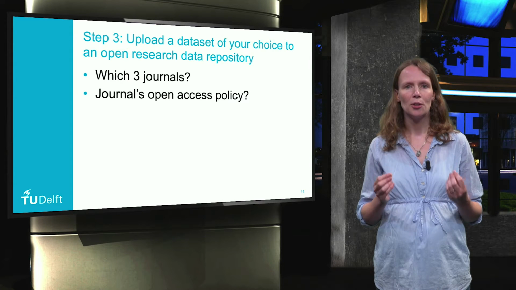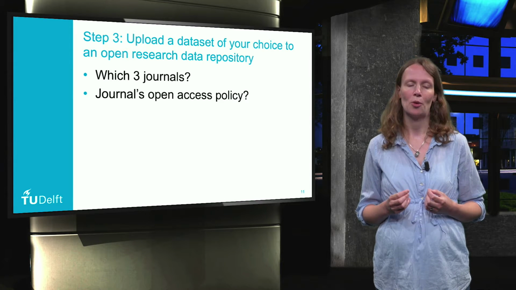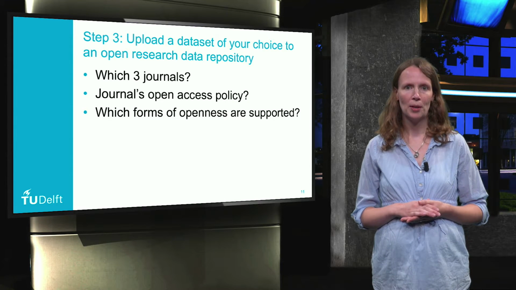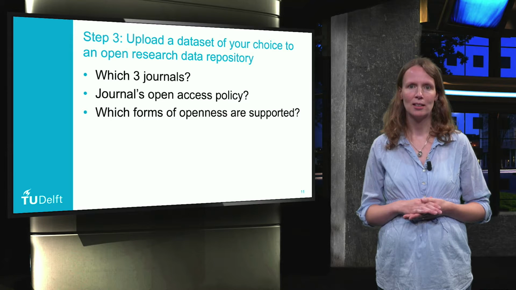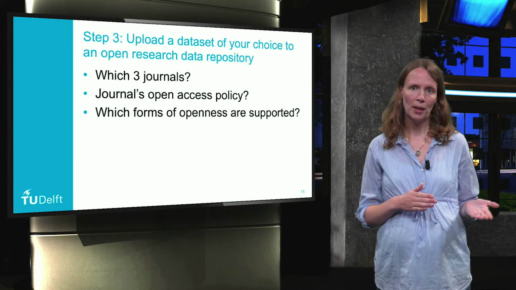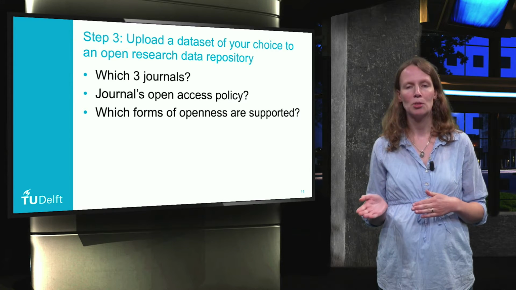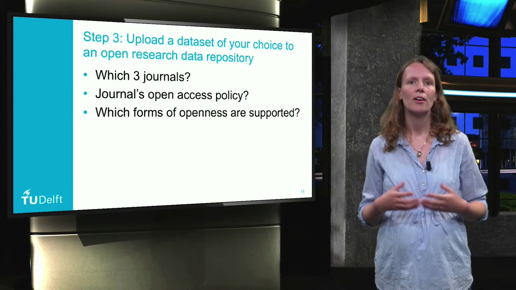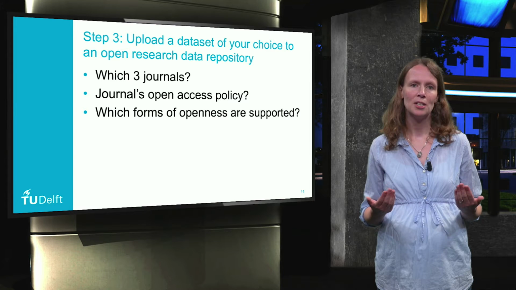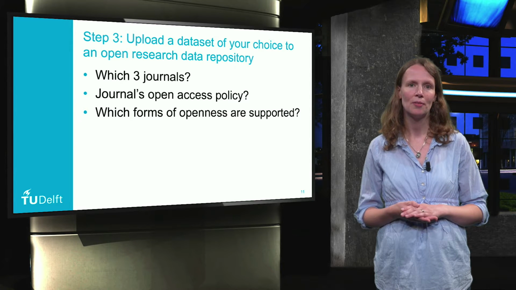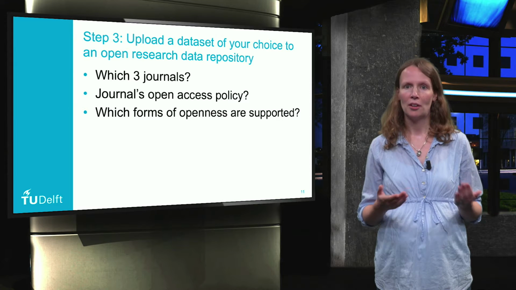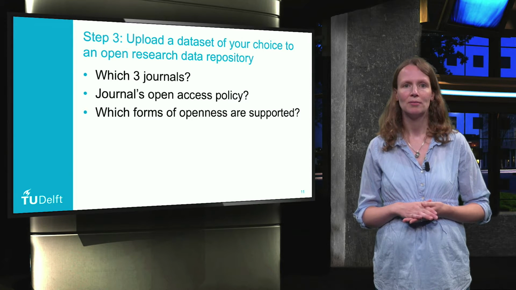For each journal, briefly describe its policy on open access. Which of the following forms of openness are supported by each of these selected journals? Green open access, gold open access, or diamond open access? Is a publication fee charged? Are there variations or combinations on the above mentioned options? And is the journal not open? Or is another openness form supported?